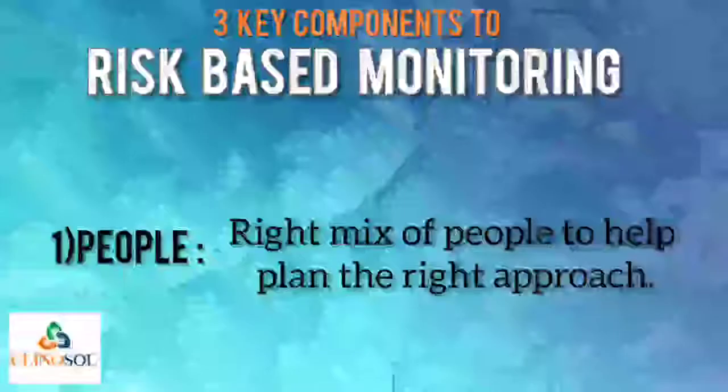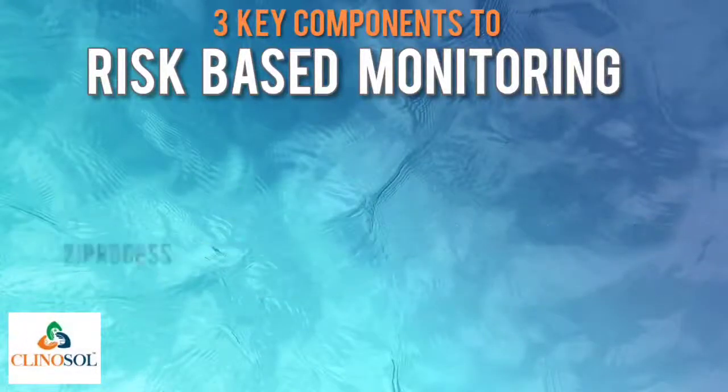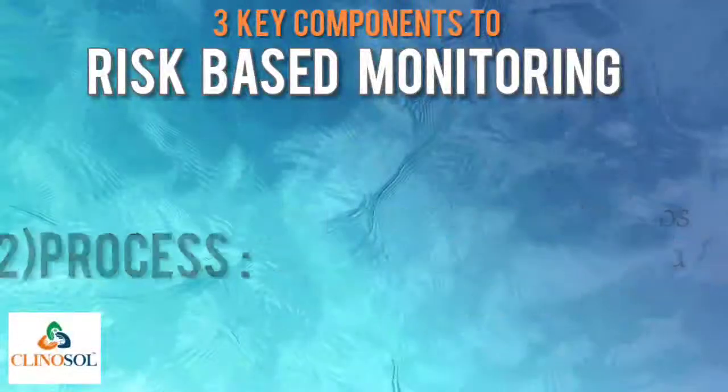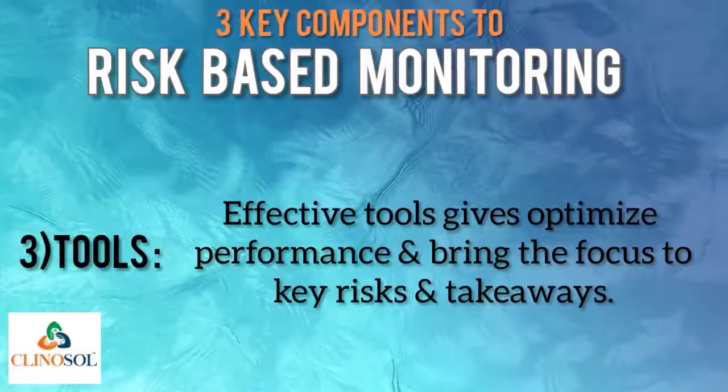First one is people: the right mix of people to help plan the right approach. Process: a clear process to execute steps defined in the monitoring and data management plan. Tools: effective tools give optimized performance and bring the focus to key risks and takeaways.